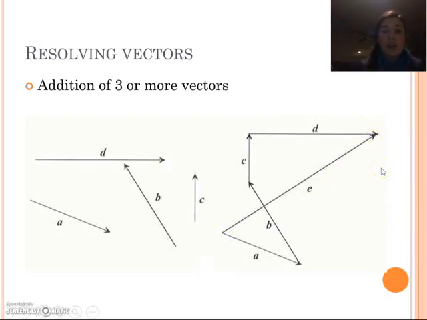So the only time you should have two arrowheads touching is when we are actually getting the resultant, or the answer, of a vector addition or subtraction.